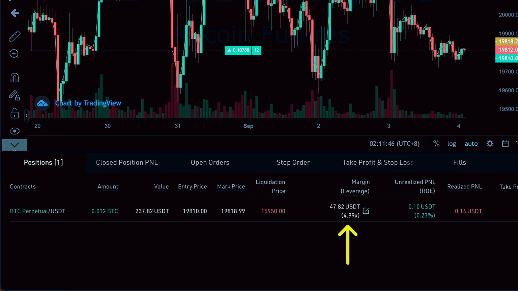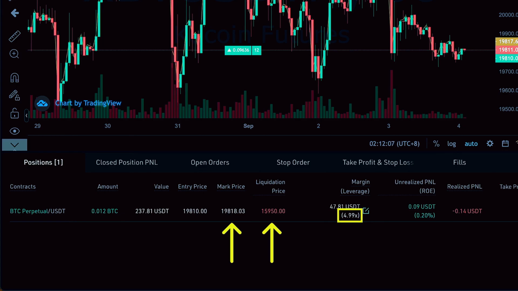Here we can see the allocated margin for this position. This represents how much we have invested into this position and how much we could potentially lose if the price moves in the wrong direction. Then here we have the mark price and the liquidation price. If the mark price reaches the liquidation price, then liquidation will be triggered.